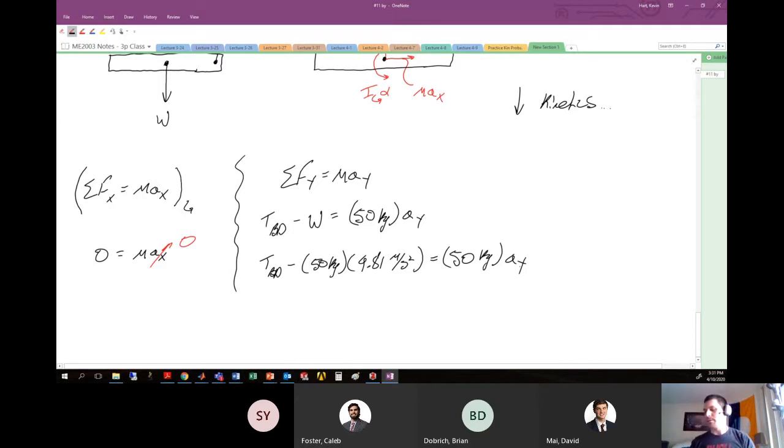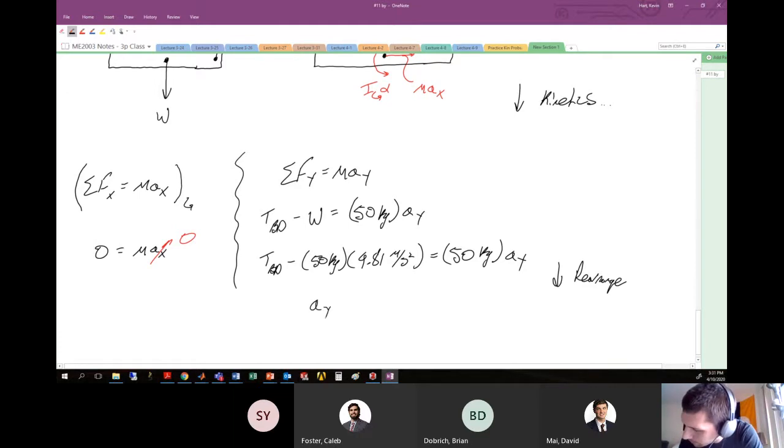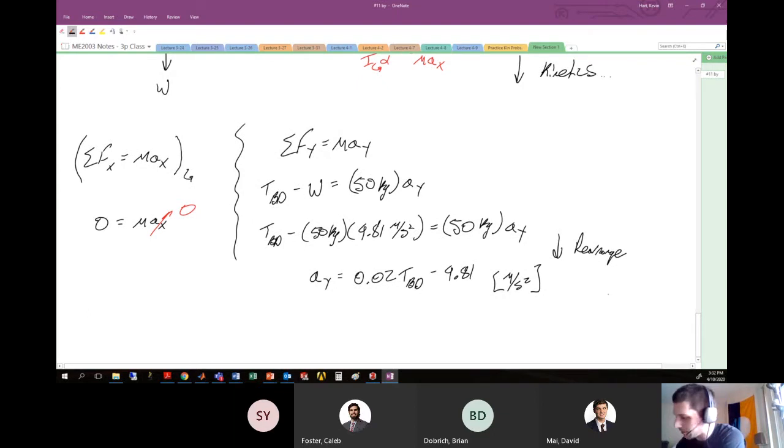All right, I've got one equation, two unknowns, so I'll rearrange. I'll rearrange for acceleration. It'll be clear why I'm doing that a little bit later. The acceleration in y is going to be 0.02 times this tension in BD minus 9.81, with units of meters per second squared. I'm going to call this equation number 1.